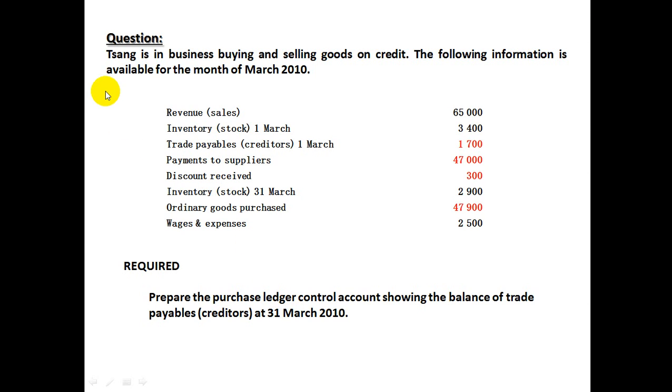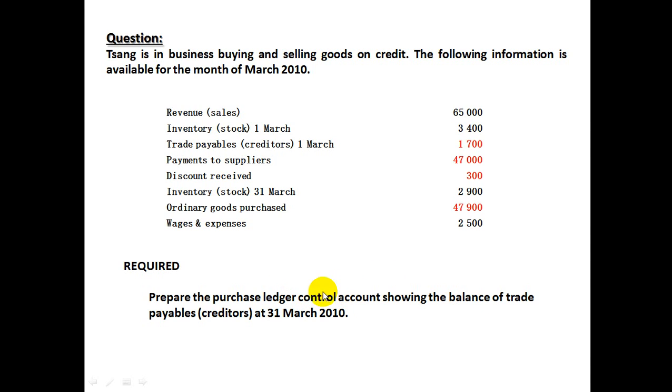Let's start. Tasang is in business buying and selling goods on credit. The following information is available for the month of March 2010. Revenue, inventory, trade payables, payment to suppliers, discount received, ending inventory, ordinary goods purchased, wages expense. These details are given to us. The requirement is to prepare the purchases ledger control account showing the balance of trade payable creditors at 31 March 2010.